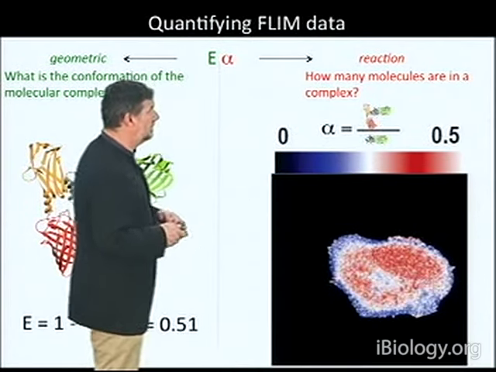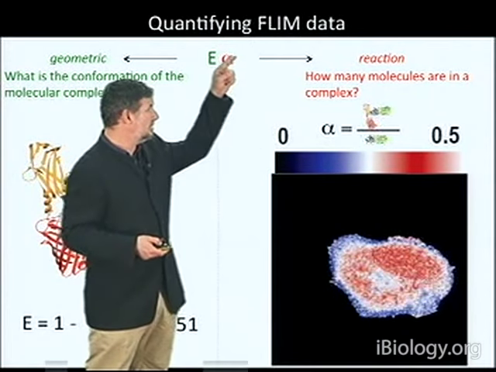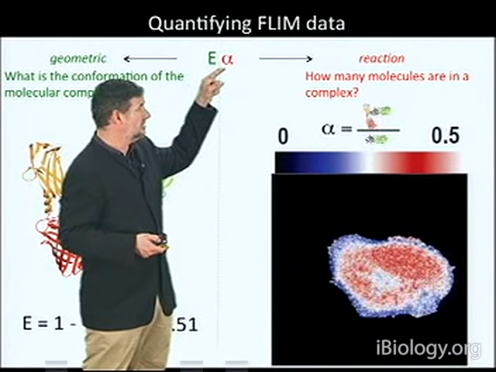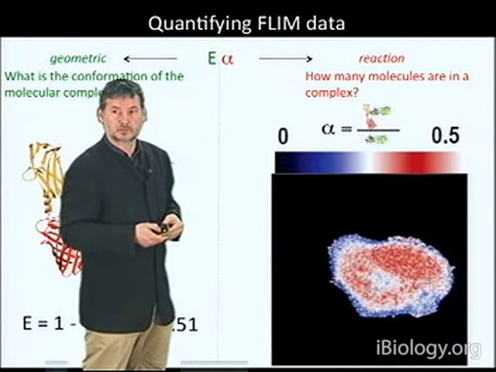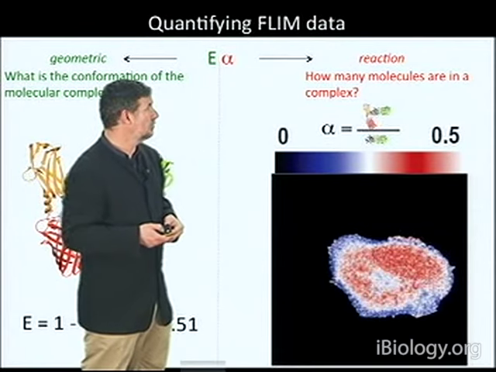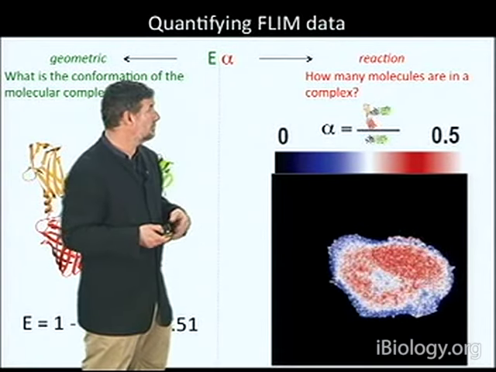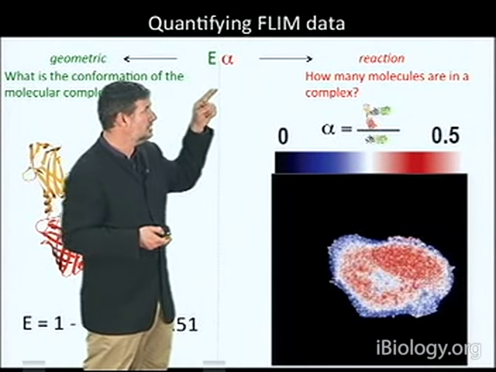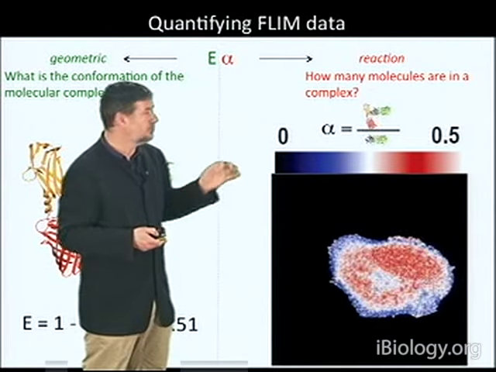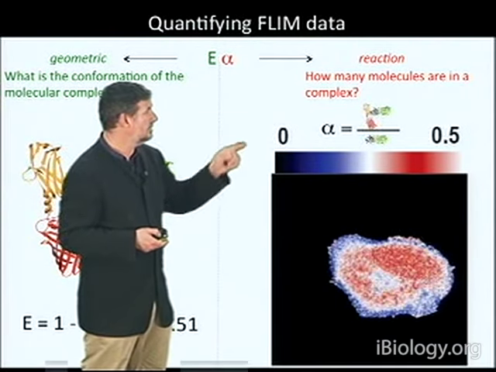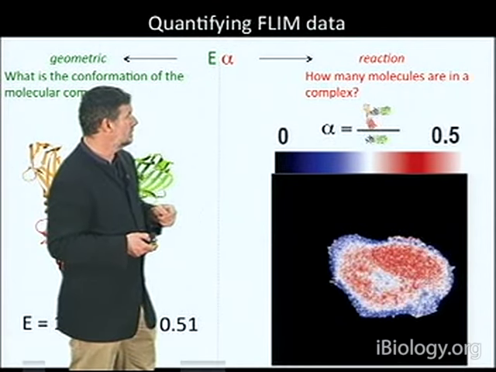More important, and that is really relevant for biologists in my opinion, is this parameter alpha, which is the fraction of interacting molecules in each pixel or spatially resolvable volume element. This represents reaction progression. Where does interaction take place? And this is truly a map, in contrast to E, which is not a map. That's just a scalar. It's a property of the complex. This is a property that varies as a function of space.